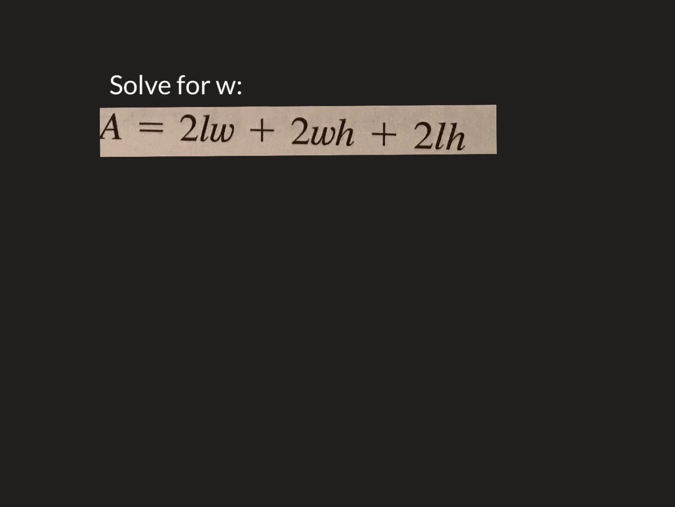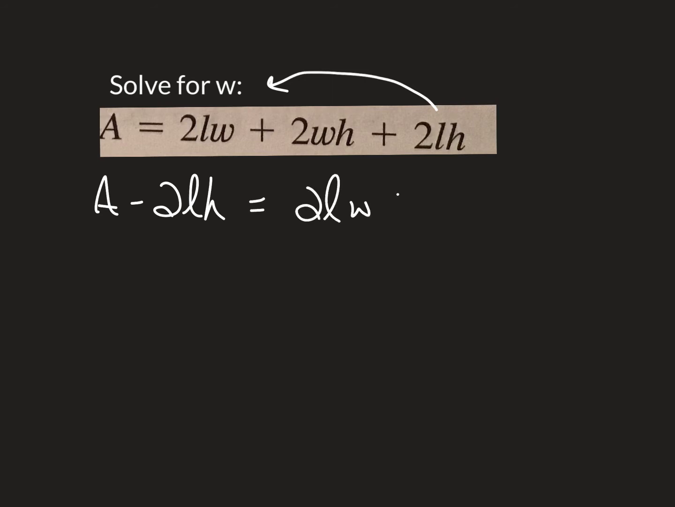All right, they're also going to give you some expressions or formulas and have you isolate a variable. Like this time there's a big formula here and this thing says solve for w. All right, so that means I need to try to isolate the w. So the first and easiest thing is move that 2LH over. So let's move the 2LH over first. Now that leaves me the 2LW plus 2WH on this side.